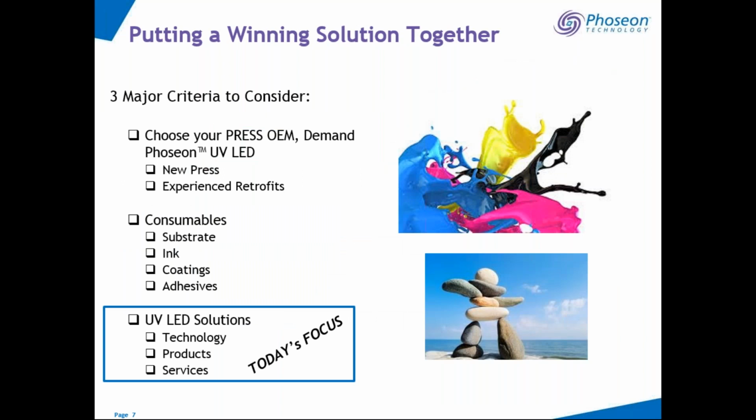So how we break it down is really 3 major considerations. Who's your press operator? Who are you buying your press from? What is needed in your environment? Do you need a new press, or are you doing some retrofits? Who are the consumables that you partner with, the ink providers, the substrates, the coatings? And finally, what is that UV LED solution? And that's today's focus. We're going to spend most of our time on that, but I thought I'd at least touch a little bit on those first 2.